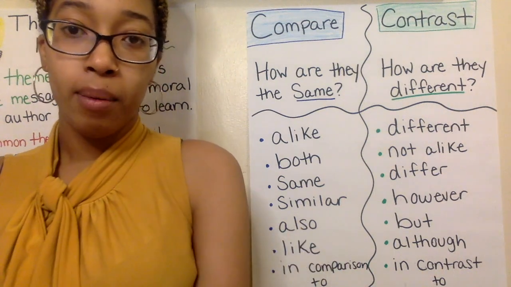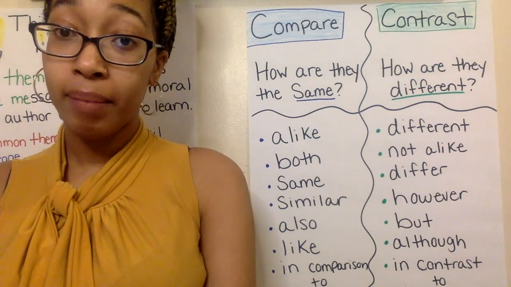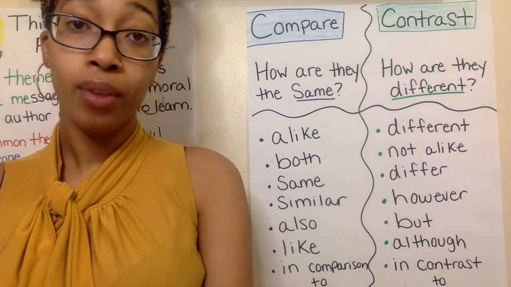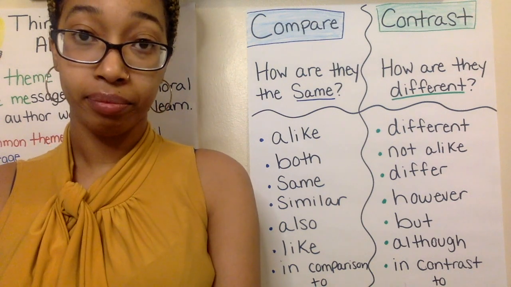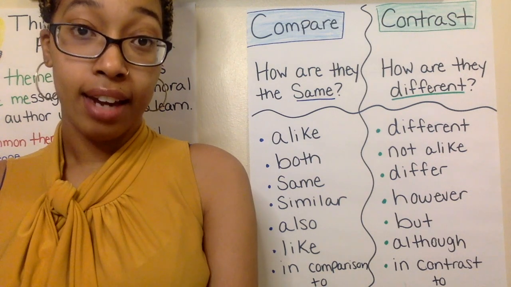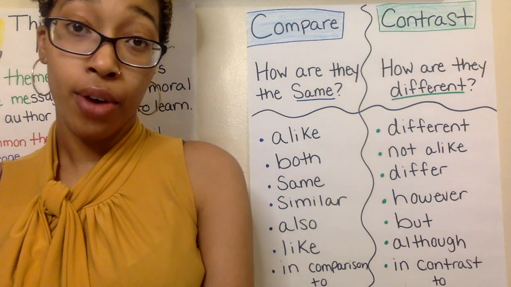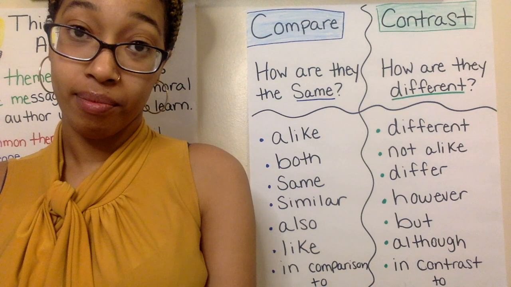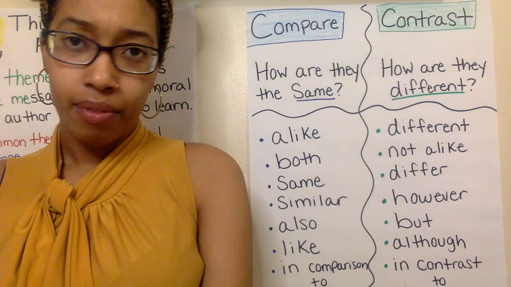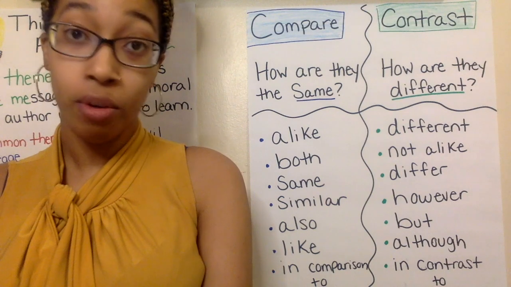Some of the words that we would see under compare, if you're comparing 2 or more things, you might see the words alike, both, same, similar, also, like, or in comparing to. For contrast, you might see the words different, not alike, differ, however, but, although, or in contrast to. So if you see some of these words, you should automatically think that the story or the text is going to be comparing or contrasting 2 or more things.